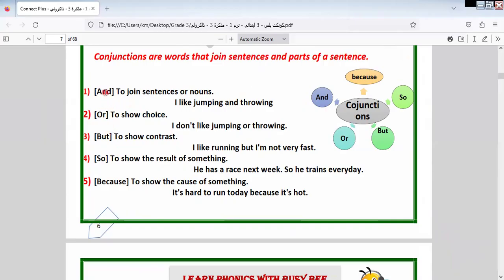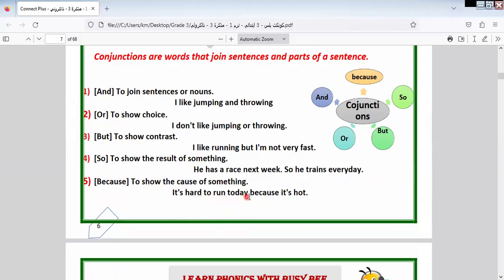And is used to join sentences or nouns like this: I like jumping and throwing. Or is used to show choice like this: I don't like jumping or throwing. But is used to show contrast: I like running, but I'm not very fast. So is used to show the result of something like this: He has a race next week, so he trains every day. Because is used to show the cause of something.